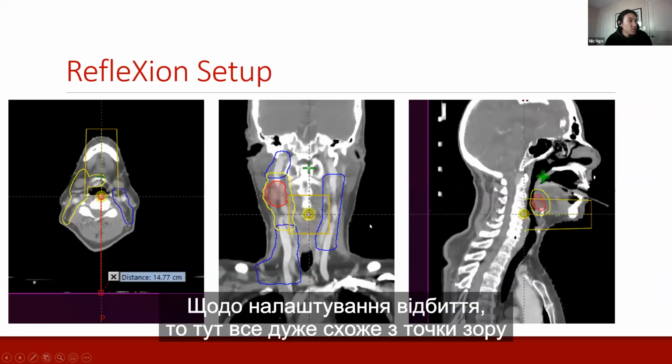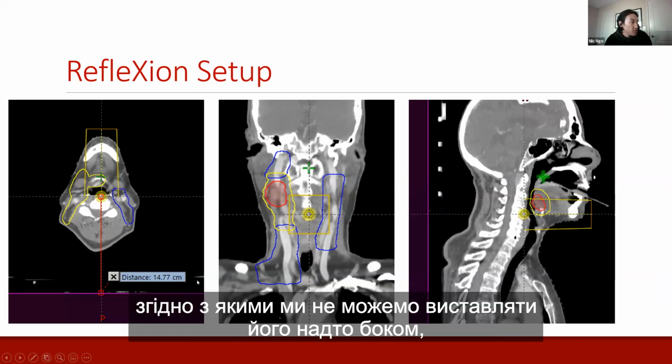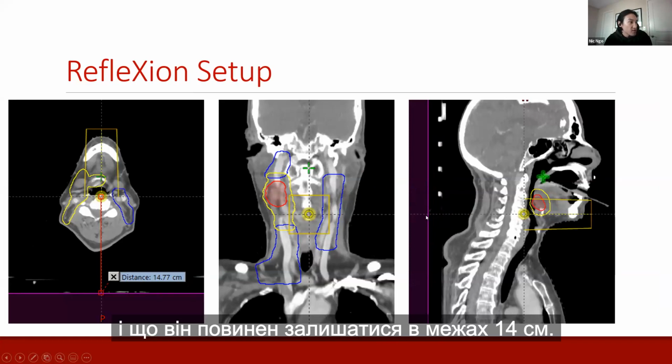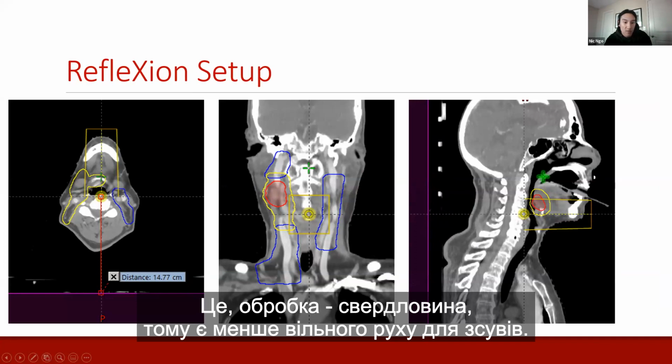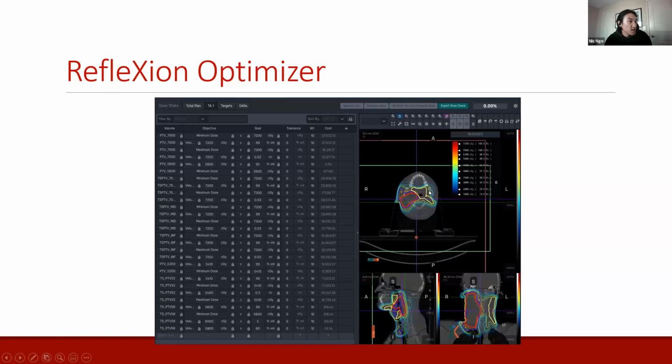For Reflection setup, it's pretty similar in terms of isocenter placement, except there are some rules, like we can't put it out too lateral and we have to stay within 14 cm. The treatment is a bore, so there's less free movement for shifts.